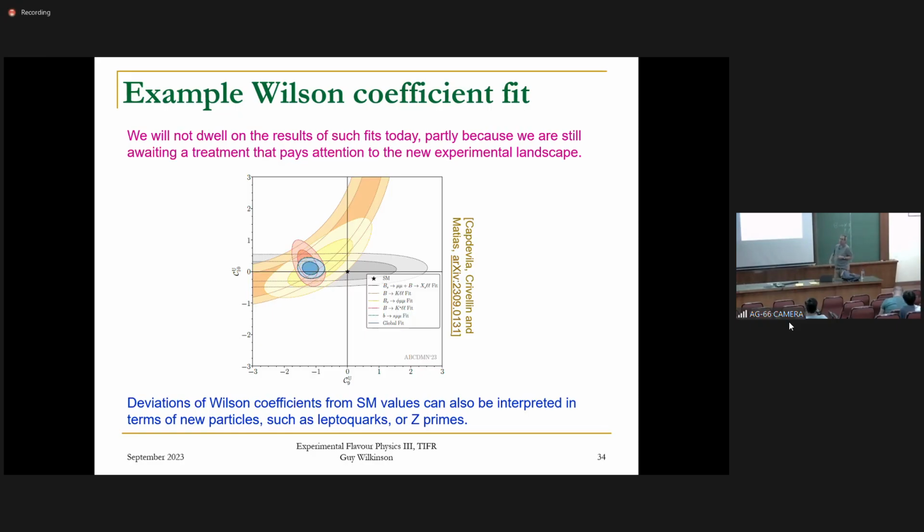So in this fit, are you assuming all the other Wilson coefficients are zero? Well, this is one I've just picked out, and I don't want to speak to this very particular fit, but generally what happens, yes, you fix a bunch of them to the standard model, and then you float one or two and see what you come up with. Yeah.